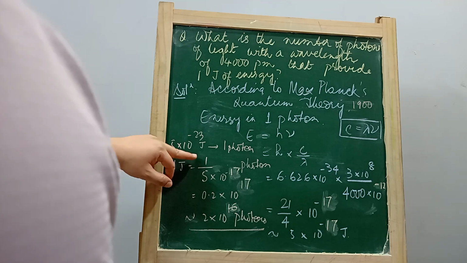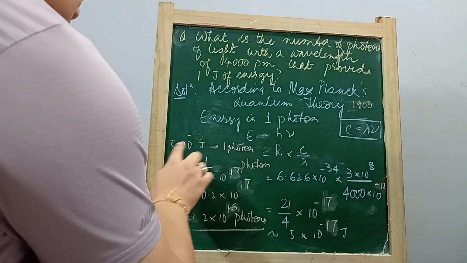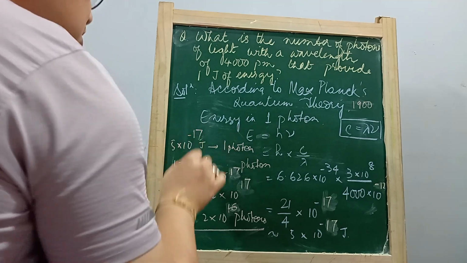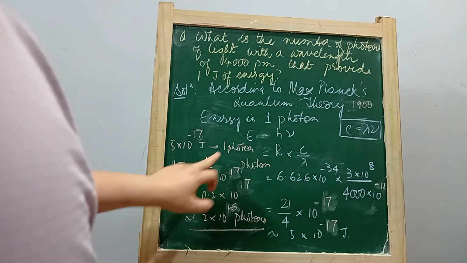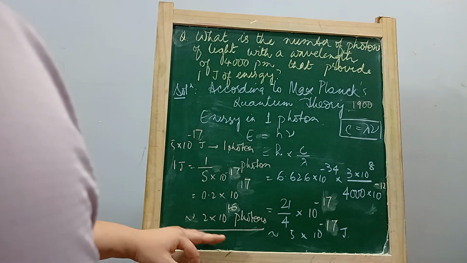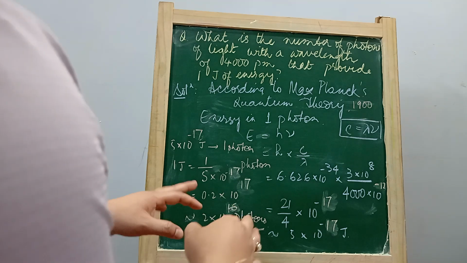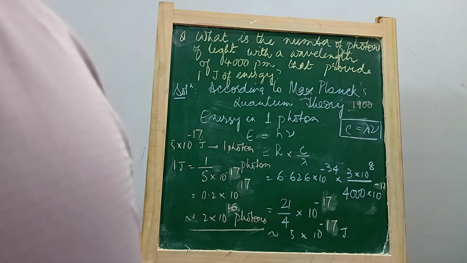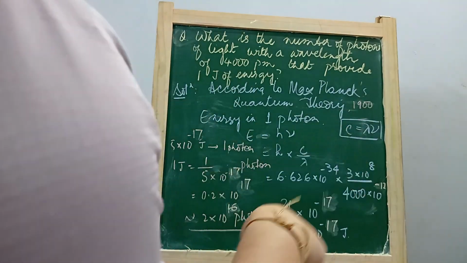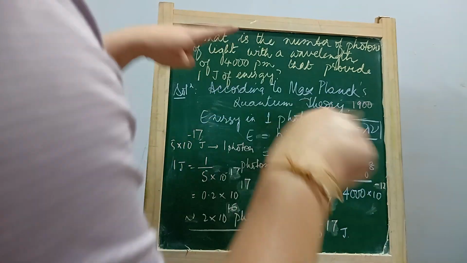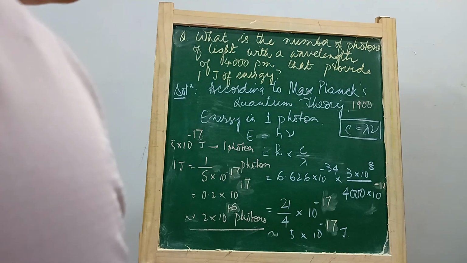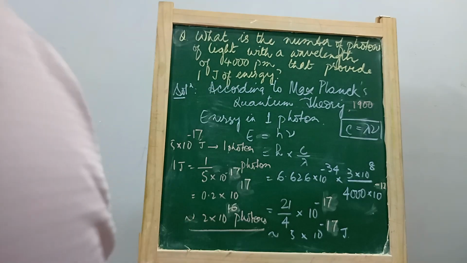5 into 10 to the power minus 17 joule means one photon. So 1 joule means 1 divided by 5 into 10 to the power minus 17. So it's around 2 into 10 to the power 16 photons. So 2 multiplied by 10 to the power 16 photons will make up 1 joule of energy, provided the wavelength of the electromagnetic radiation is 4,000 picometer. I hope that it brings some clarity.